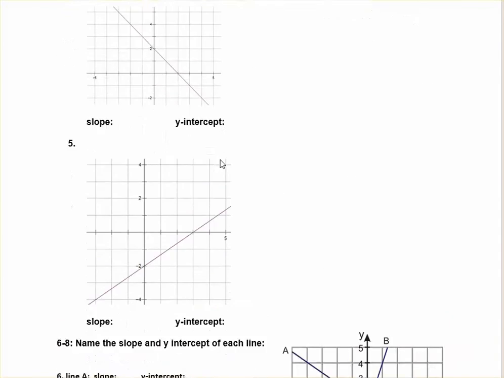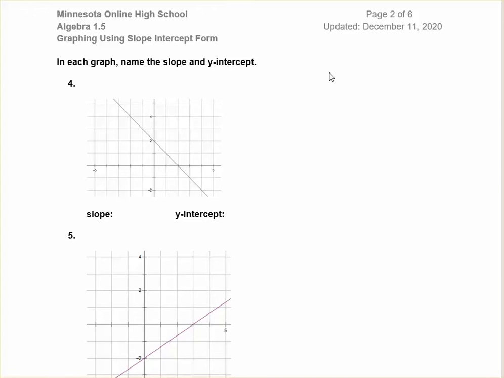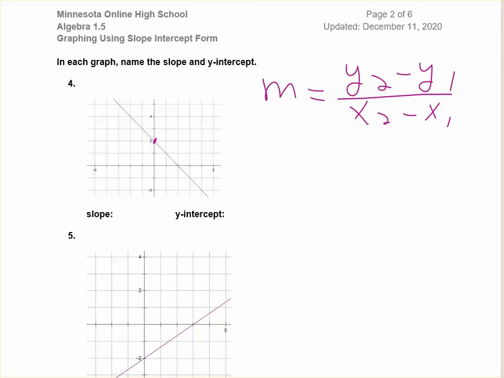In 4 and 5, you're going to name the slope and the y-intercept. So we've already spent some time working on finding the slope. So you will do that by either picking 2 points on the graph and using the slope formula, which is y sub 2 minus y sub 1 over x sub 2 minus x sub 1, or you can use the slope triangle, which is when you find 2 nice points on your graph, like maybe these 2, and then you go straight down and straight across to make a little right triangle, find the rise and the run. This is a downhill slope, so it's going to be 2/2, but it's going to be negative, so that simplifies to -1.